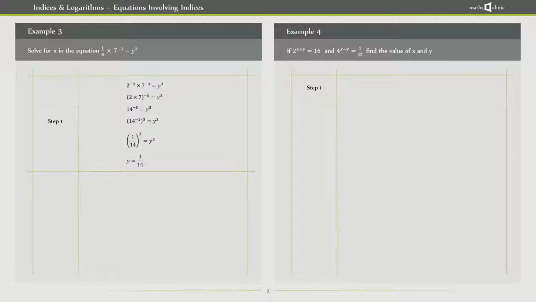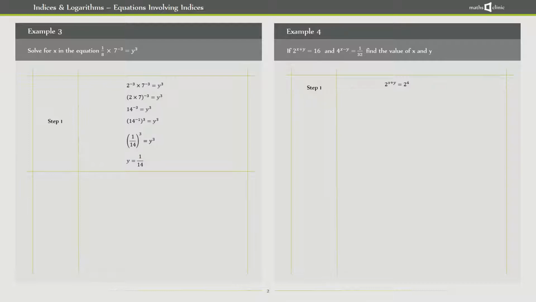We just need to break all of these down to an even base number, and we can work with twos here. We have 2 to the power of x plus y, and 16 we can write as 2 to the power of 4. We can write 4 to the power of x minus y as 2 squared to the power of x minus y, and 1 over 32 is 2 to the power of minus 5.